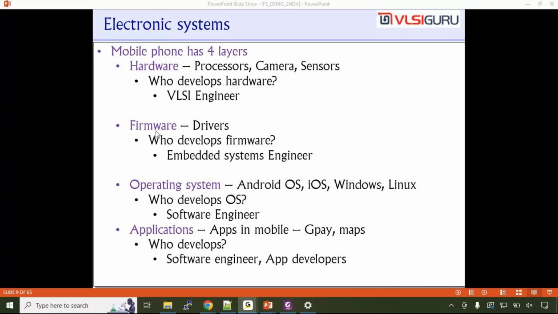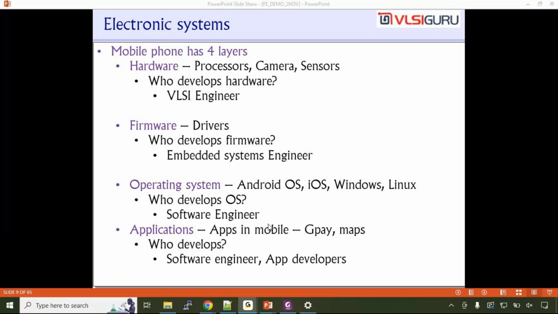Whereas the second layer is what? Firmware. What is firmware? Different drivers like USB driver, those kind of things. Who develops the firmware? Embedded system engineer. And third is what? Operating system, like Android OS, iOS, different things. Who develops OS? It's the software engineer.